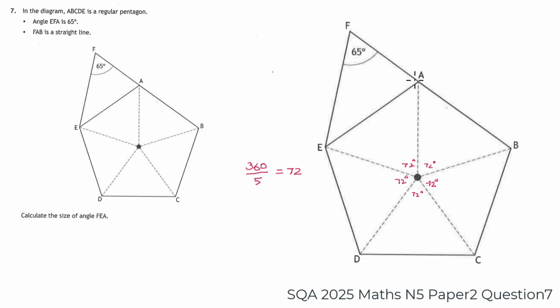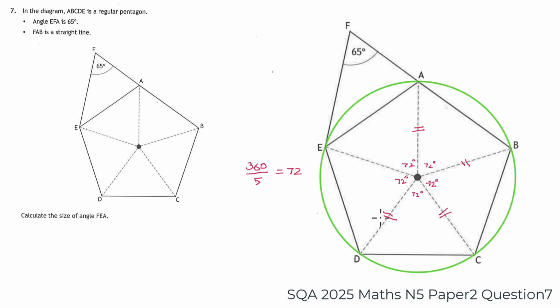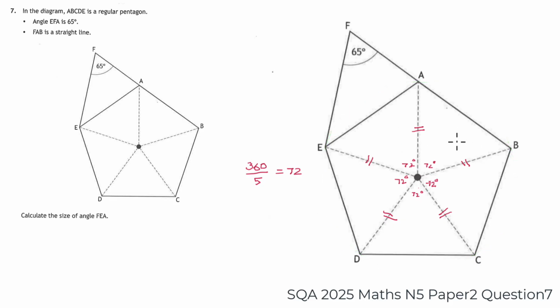Well, we know that from the centre out to each of these vertices, the distance will be the same. All of these lines, you can imagine a circle containing that regular pentagon. These would be equal radii out from the centre to the circumference of the circle. So that means we have 1, 2, 3, 4, 5 isosceles triangles. Now in an isosceles triangle, these two angles, that's the ones opposite the two equal sides, will be equal.